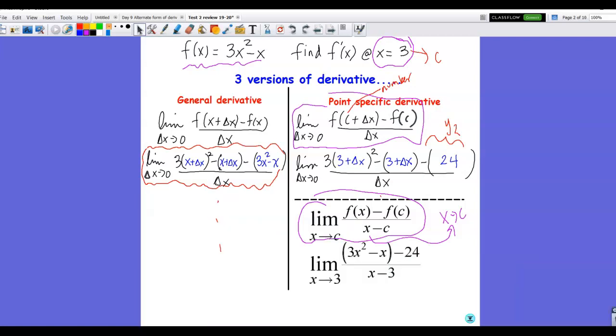And again, really the question for you is, if I were to see the various formats, if I were to see this expression and this expression right here, and this expression right here, would I know that I'm looking at a derivative? Would I know if it's general or point specific? If it's point specific, would I know the value of x that I'm finding the derivative at? So that's what you really want to be able to say yes to in order to be ready for this part of your assessment.